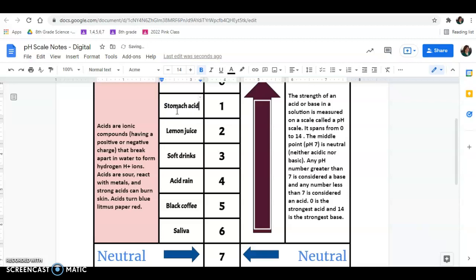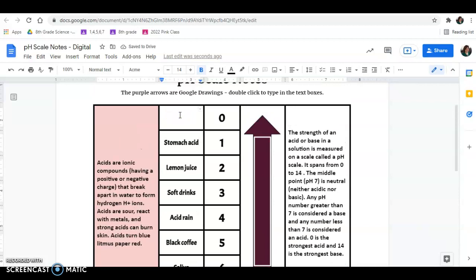It's very, very dangerous for your skin. It's inside of your body. Your stomach has a mucus lining that keeps the acid from burning you. However, if you know somebody with ulcers, they are going to have basically spots in their mucus lining that are missing, and that's why they're having problems. Battery acid is a level 0, from like a car battery or something.